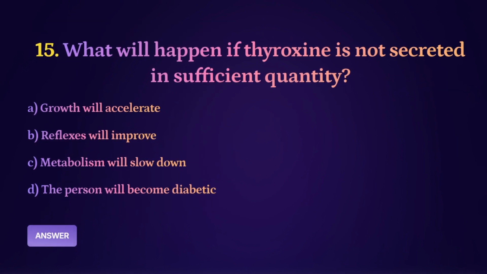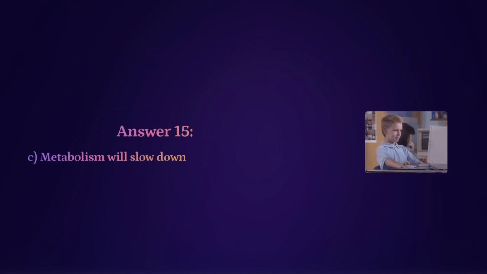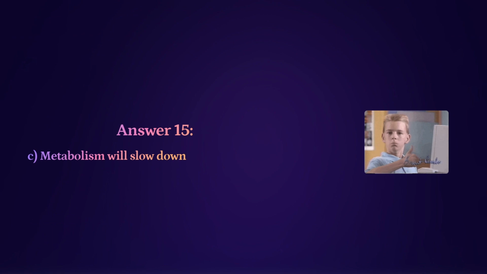Question number 15. What will happen if thyroxine is not secreted in sufficient quantity? You should also know that thyroxine is secreted from which gland, and then you can recall the function. So A option is growth will accelerate. Accelerate means increase. Option B is the reflexes will improve. Option C, the metabolism will slow down. And option D is that the person will become diabetic. So if thyroxine is not secreted properly, the metabolism will slow down.